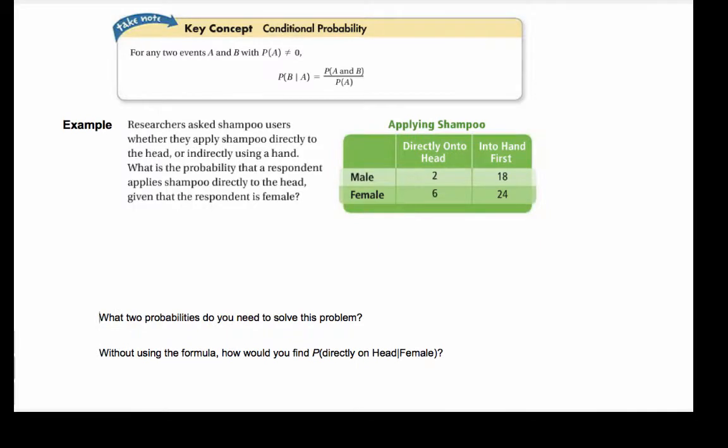So we're looking at conditional probabilities here, and this is kind of the formal definition of a conditional probability in the box here. So you can take a look at that.